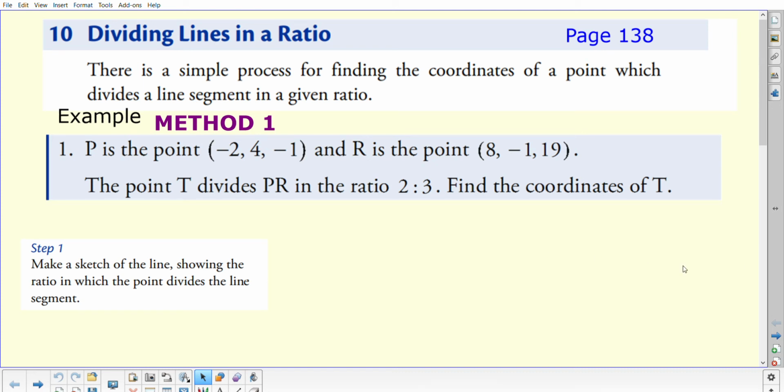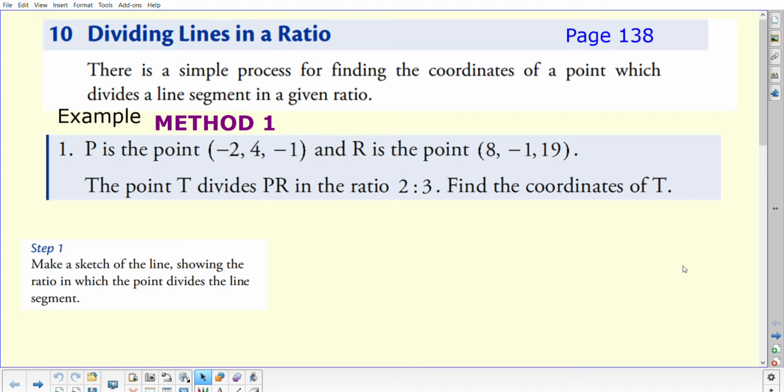So we're going to look at dividing lines in a ratio in this lesson. This is in your notes, page 138. We're going to look at two different methods for how we can find the coordinates of a point which divides a particular line into a given ratio.